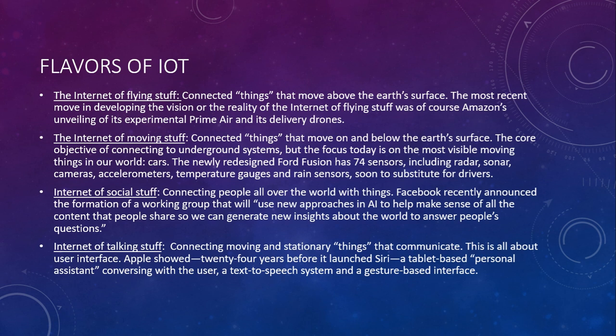Internet of flying stuff. Here we focus on connected things that move above the earth's surface. The most recent move in developing the vision or the reality of Internet of flying stuff was Amazon's unveiling of its experimental Prime Air and its delivery drones. So this is the recent example of flying stuff in IoT, that is Amazon's Prime Air and its delivery drones.